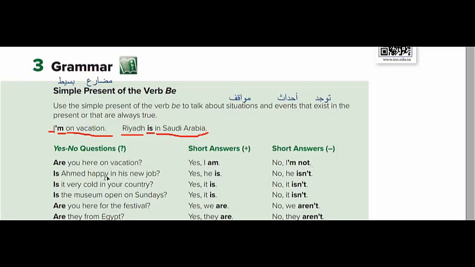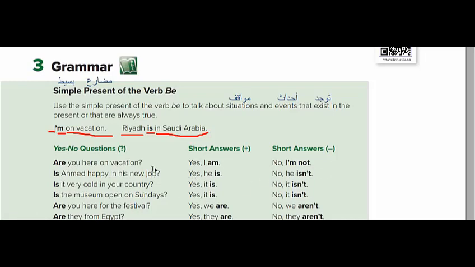Is Ahmed happy in his new job? Yes, he is. No, he isn't. Ahmed is a مفرد مذكر. Replace it with he. استبدلها به. And then is. إذا نضع yes, ثم نعكس. Is Ahmed, نضع مكان Ahmed he. Yes, he is. No, he isn't.